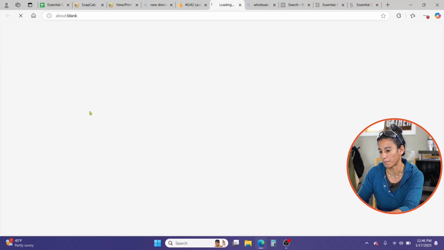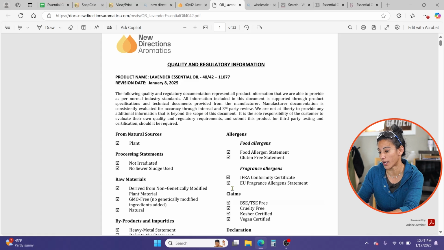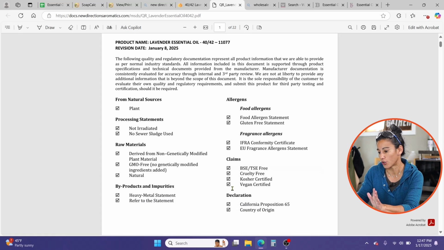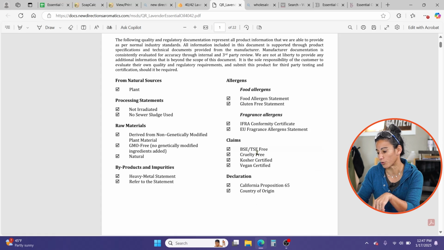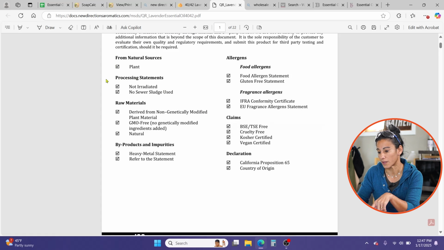So if I click on that, and I open it up, there's a lot of great info in here. And, you know, if you want to know if your essential oil or your fragrance oil, for that matter, is gluten-free, or if you want to know if it's kosher or cruelty-free, vegan, all that stuff is in here. So it's really good to know. You can see that this comes from natural sources from a plant.